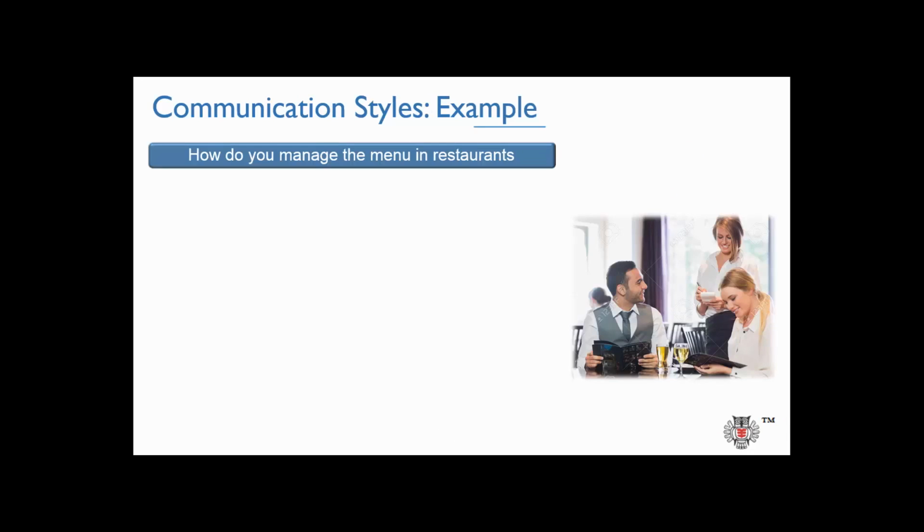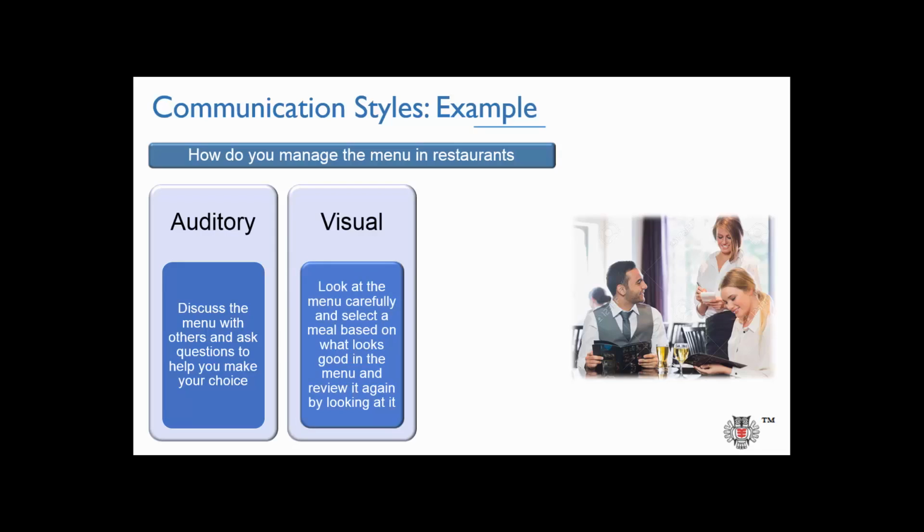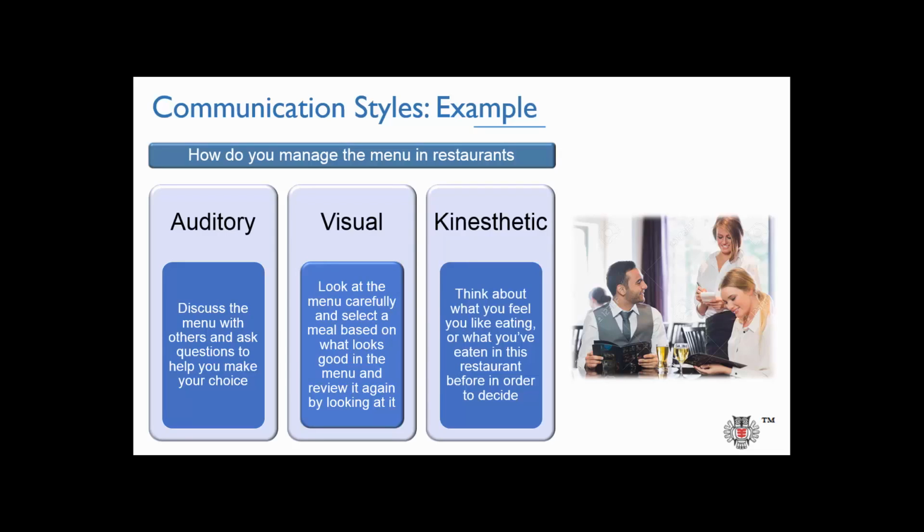So example, how would each one of them manage the menus in a restaurant? Auditory. If your communication style is auditory, you're going to want to discuss the menu with others, ask questions to help make your choice. So they're the ones that are kind of going, what are you eating and what do you recommend? Visual learners, they look at the menu really carefully and they select a meal based on what looks good in the menu, and they review the menu over and over again looking at it. Kinesthetic communicators think about what they feel like eating. They think about what they've eaten in the restaurant before, and that's how they decide what they're going to eat.